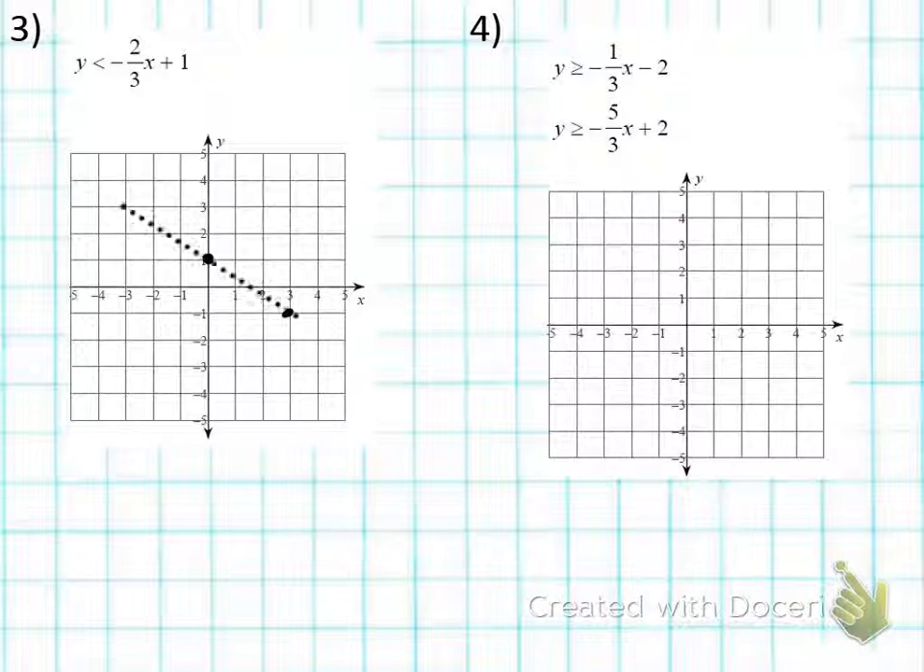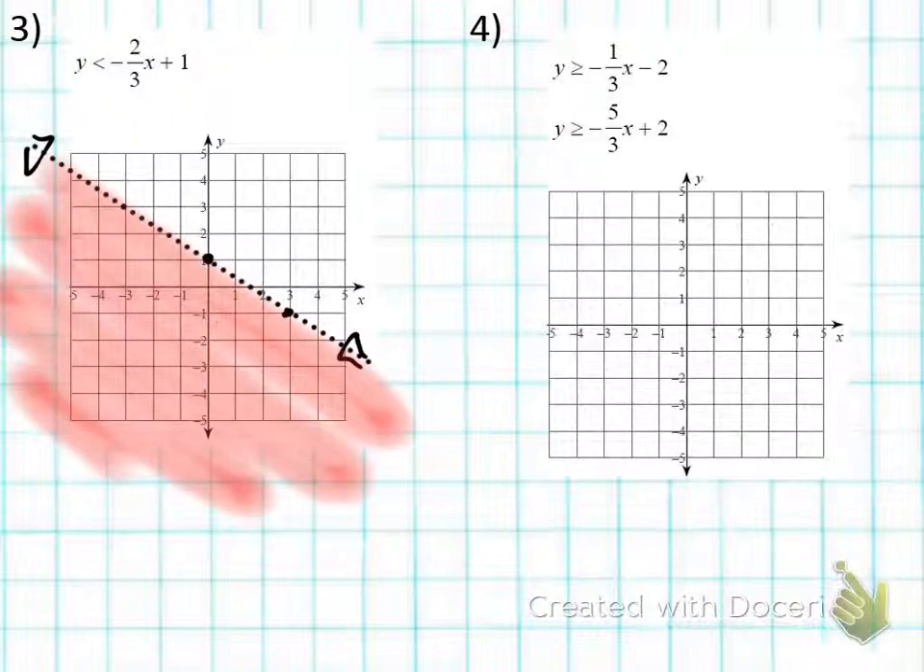Okay, since we ran out of paper, we're going to go the opposite way too. And this is a dashed line. Why is it a dashed line? It's not equal to. Good. Where do I shade, above or below on this one? Below. Why? Less than. Good. Okay. Excellent. Keep going here.